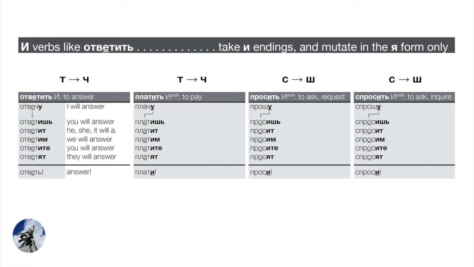Otvetit'. Our final stem consonant there is a te, and we get the mutation, te becomes che. And we get that mutation in the ya form only. So we get otvechu, otvetish, otvetit, otvetim, otvetite, otvetyat. Okay, what about the next verb? Platit'. Same final stem consonant, te. So because this is an E verb, that te is going to mutate in the ya form only. We get plachu, platish, platit, platim, platite, platyat.